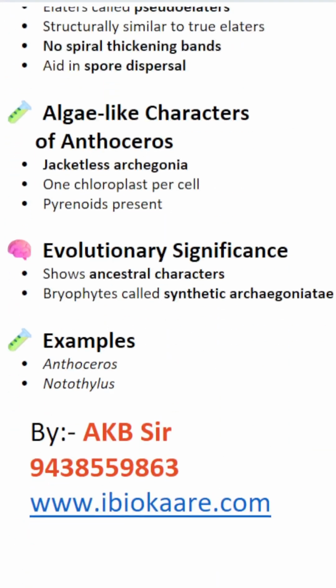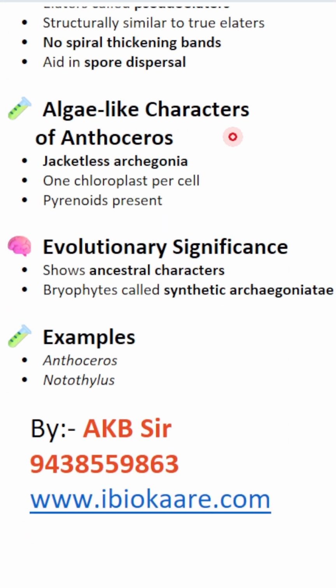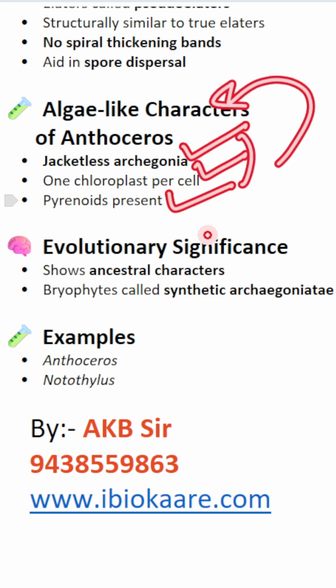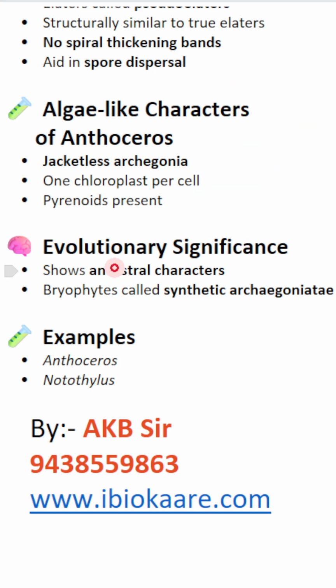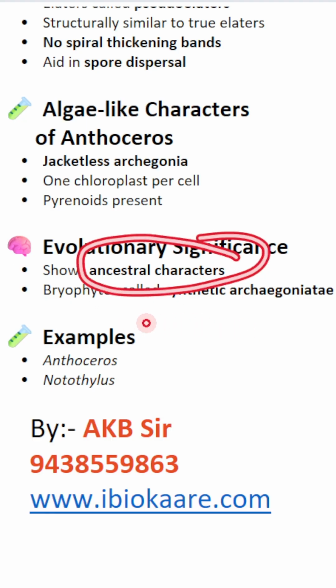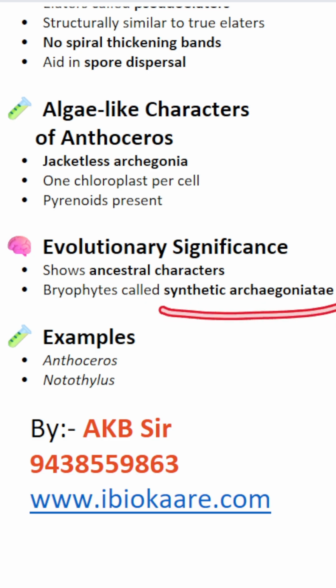Now Anthoceros has algae-like characters, which is very important. It has a jacketless archegonium, the female sex organ, one to two chloroplasts per cell, and pyrenoids. These three points indicate algae-like resemblance. This is its evolutionary significance, as they show ancestral character. This bryophyte is sometimes called the synthetic archegoniate. So Anthocerotopsida, or hornworts, is sometimes called the synthetic archegoniate. The example is Anthoceros. So this is all about the bryophyte called Anthoceros, or hornworts. Thank you for watching.